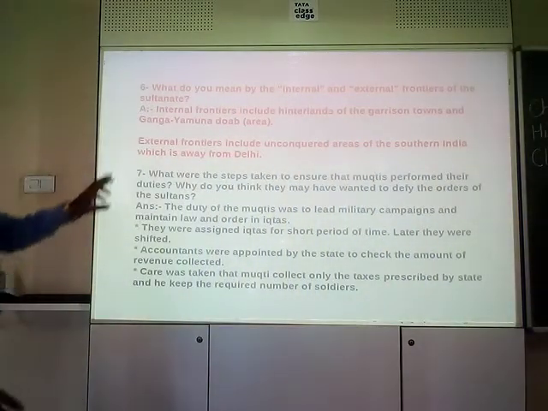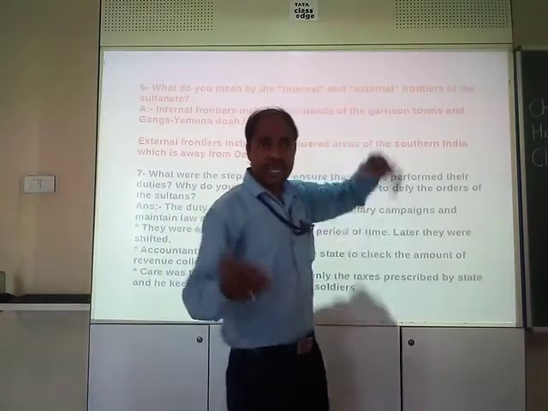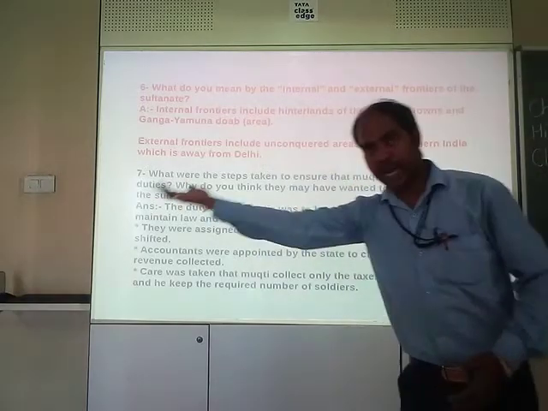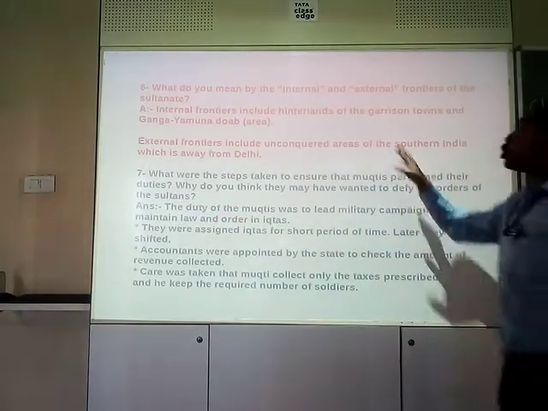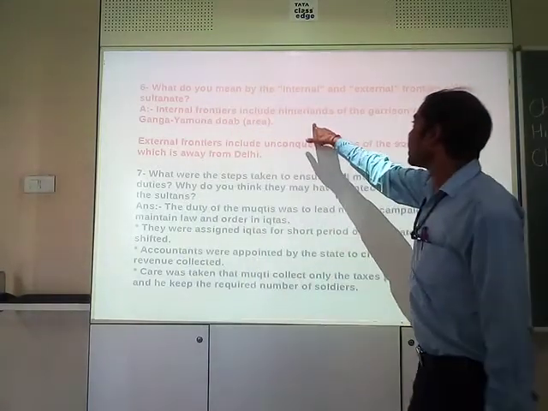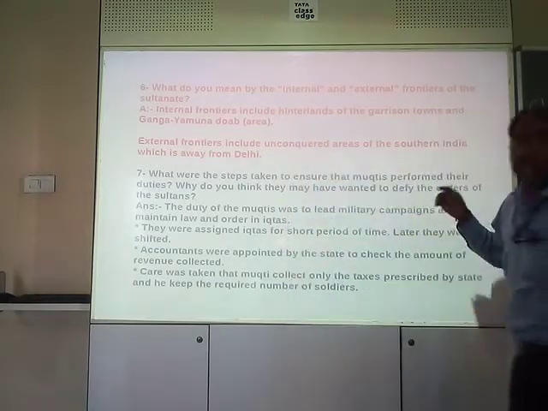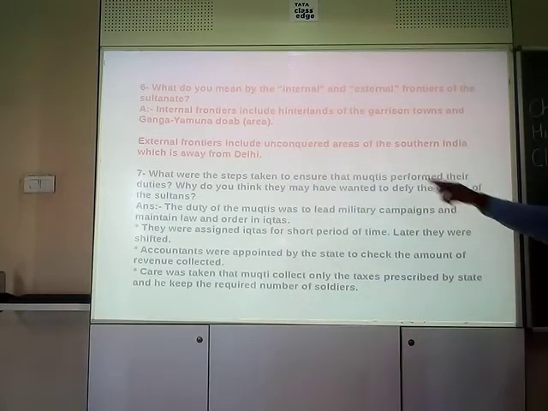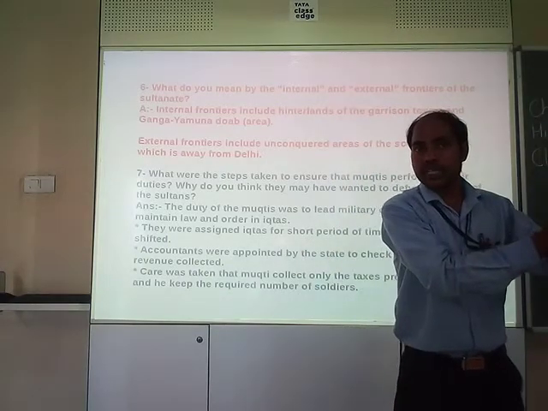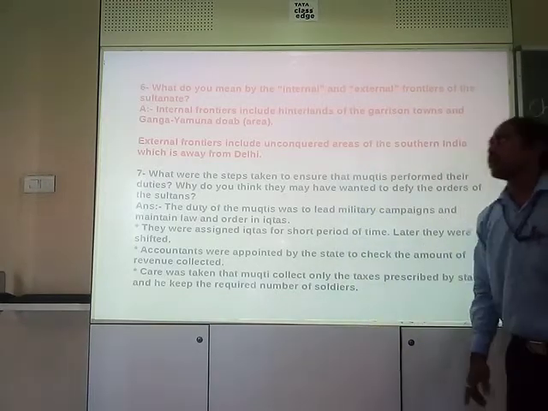You have to understand two things, internal and external. Internal means inside, external means outside, right? So the internal frontiers include hinterlands of the garrison town. Hinterland is a piece of land beside the town or city, which provides it with products and services, isn't it?